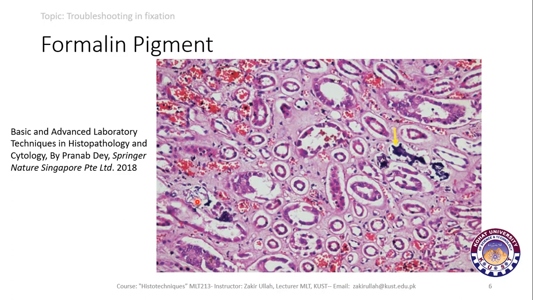This is the tissue which shows the artifact, the pigments produced by using unbuffered formalin. Here we can see in this image, this is the area where color is produced, and here a smaller area.